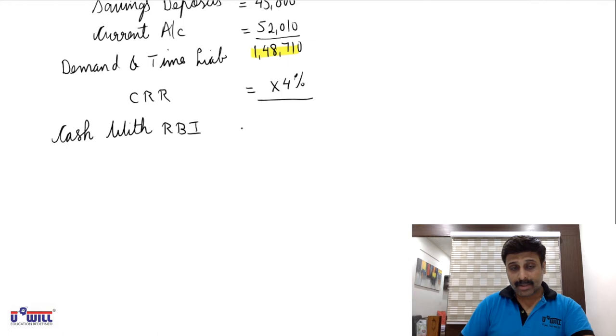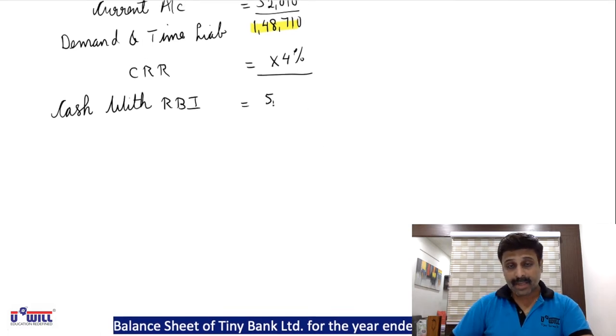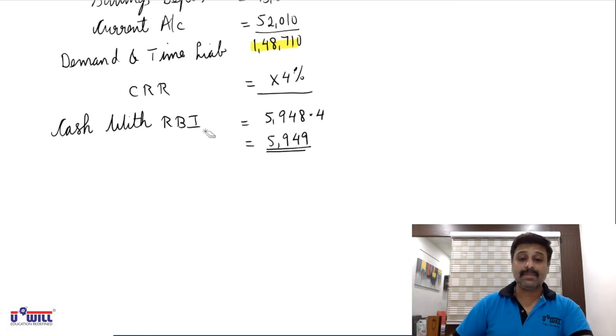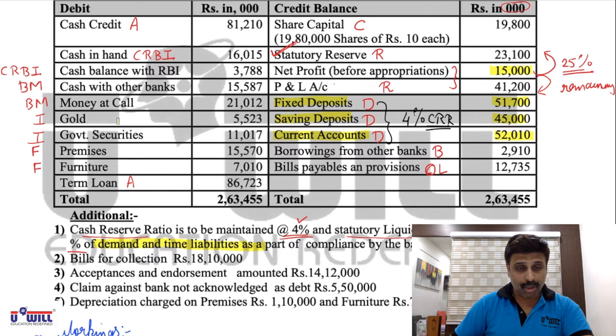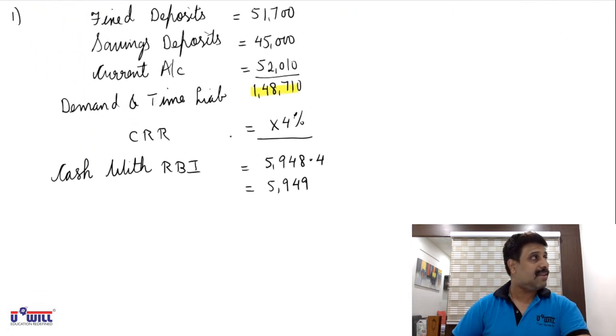All of you do it. 1,48,710 into 4%, 5,948.4. Now 5,948.4 minimum, we have to keep this much, means we will keep 5,949. Round it off to 5,949. Okay. This much amount we have to keep with RBI in the form of cash. Now all of you see in the trial balance, what amount of cash is already there with RBI? Only 3,788.